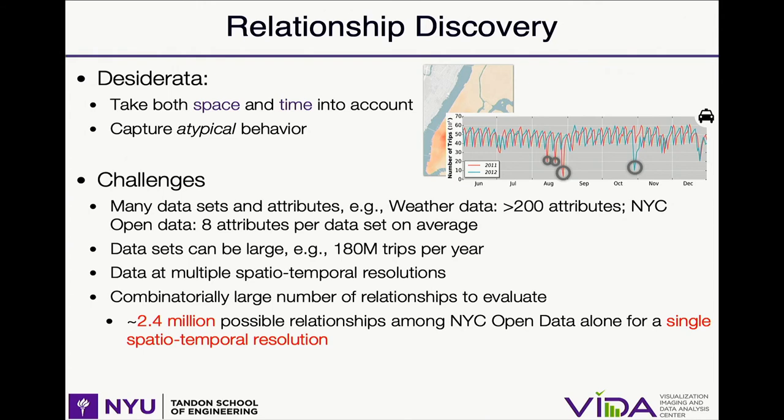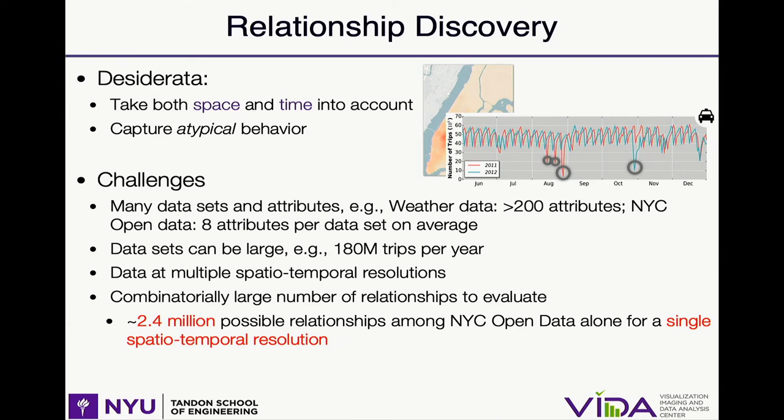But what are the challenges? We have lots of data sets. NYC Open Data has over 1,900 data sets. Some data sets are long, some are very wide, like the weather data has over 200 attributes. Some data sets can be very large, like taxi, which has 180 million trips per year. The different data sets come at different resolutions, both temporal and spatial.